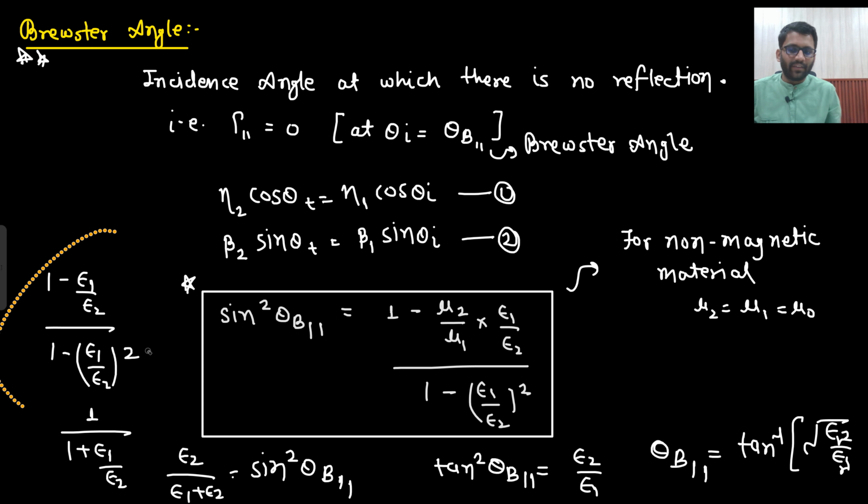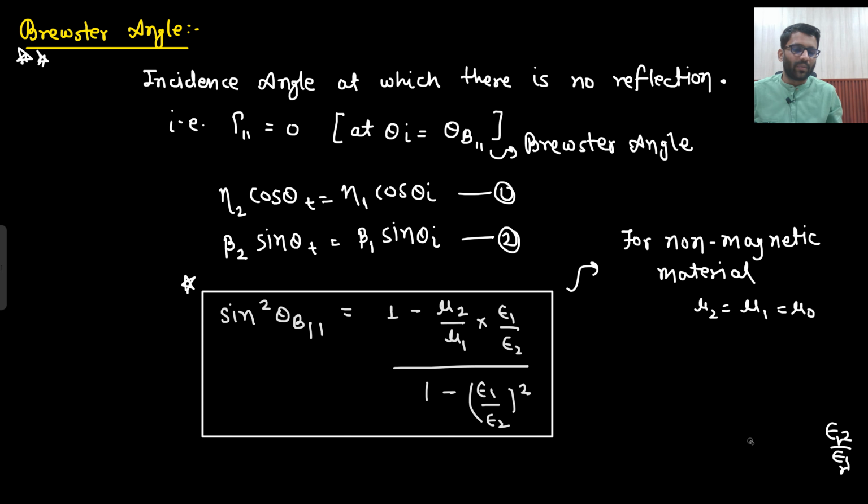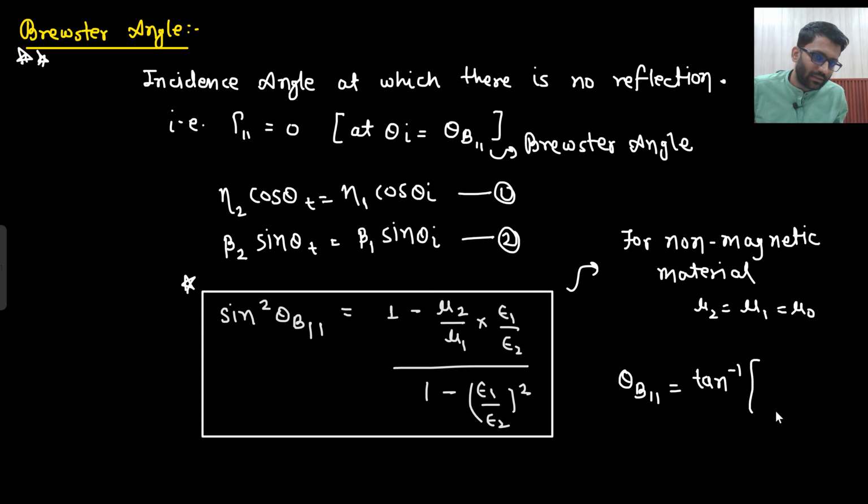This derivation you are not going to do in the examination. I am just telling how the formula came. So directly we will write down the formula. What is the formula now? For non-magnetic material, your theta b parallel would be equal to tan inverse under root epsilon r2 divided by epsilon r1.